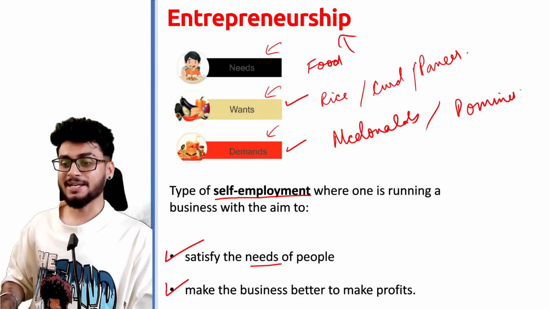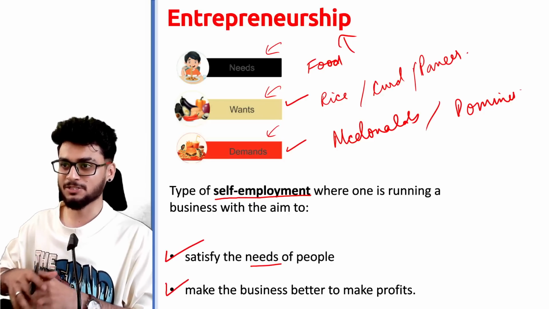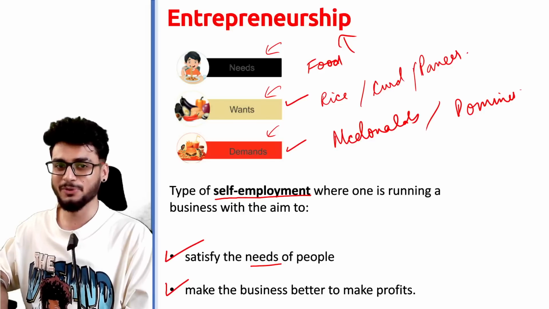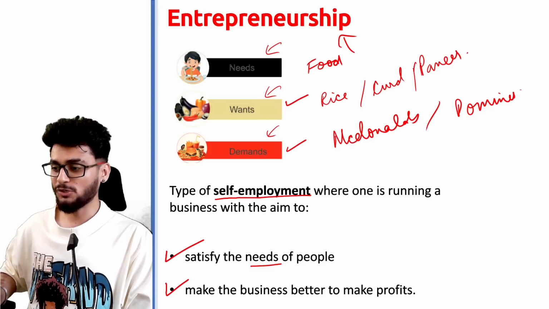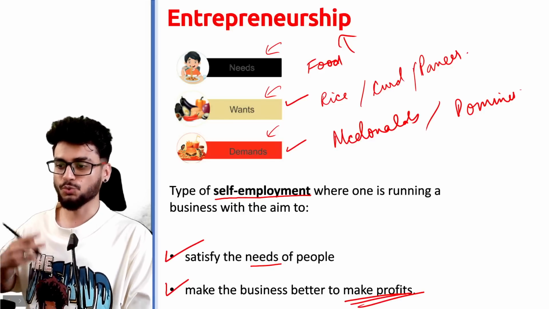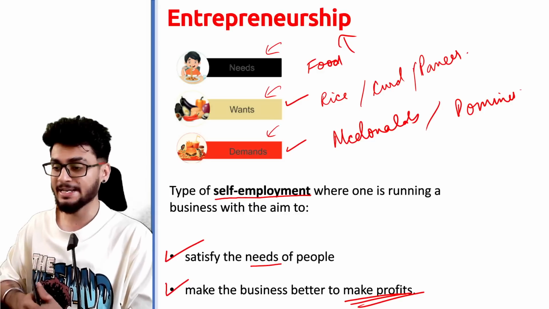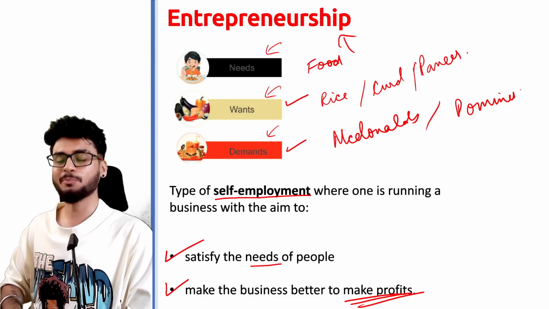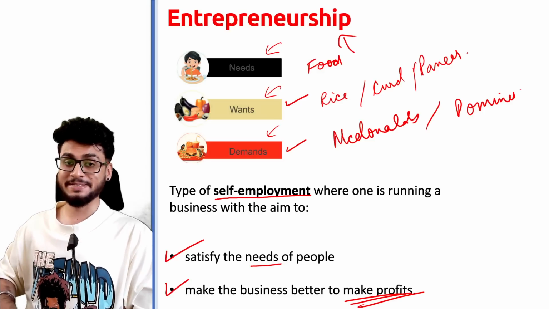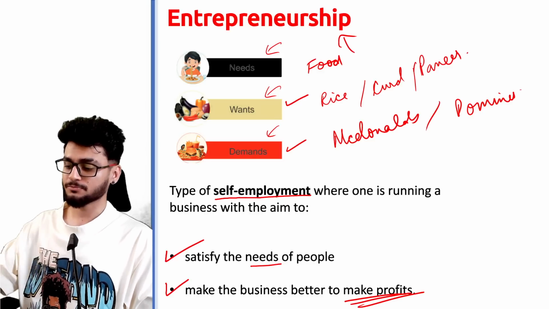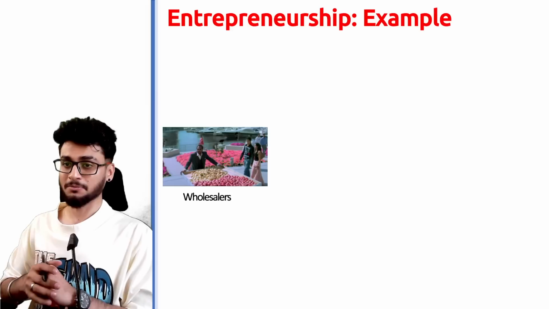At the same time, it's not like अगर आप ये जो needs, wants and demands है free में पूरी कर रहे हो. No, you need to make profits. So two things: you satisfy the needs, wants and demands of the society. At the same time, you need to make profits. So that is the basic aim of entrepreneurship. Let's look at an example.